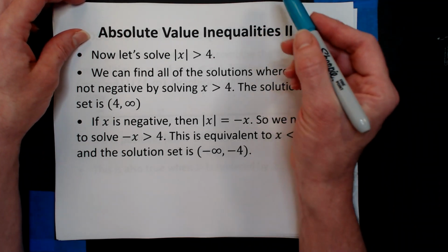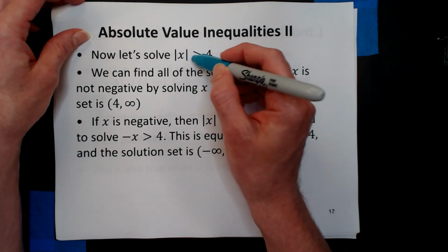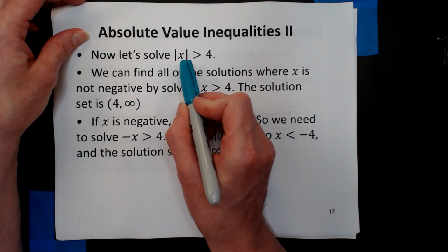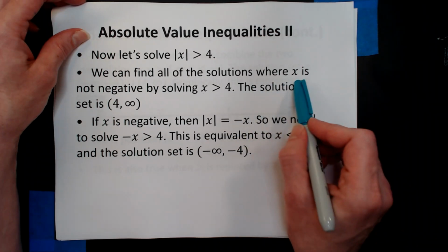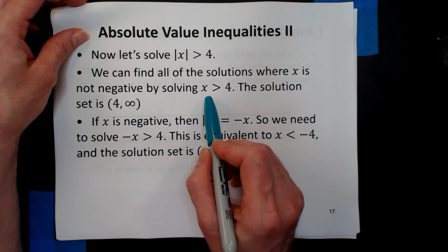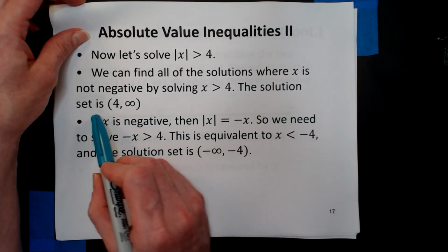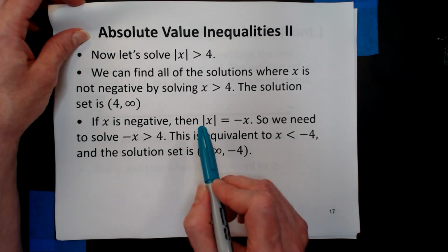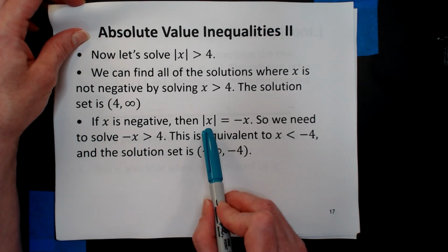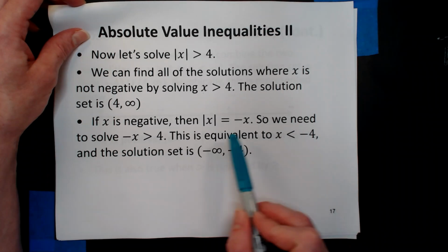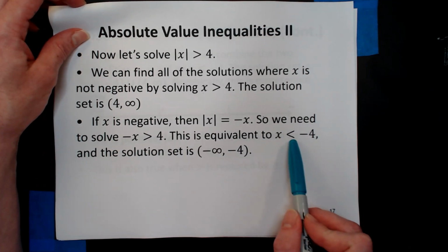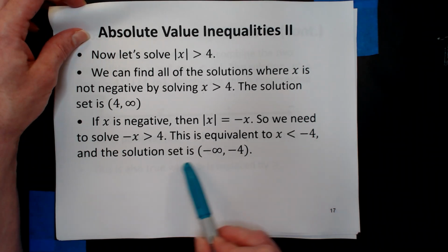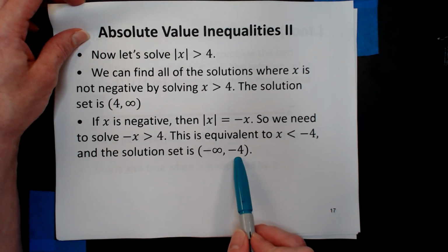So absolute value inequalities part 2. Here we have a greater than symbol. So we're going to solve for when the absolute value of x is greater than 4. We can find all the solutions where x is not negative by solving x is greater than 4. The solution set is 4 to infinity. If x is negative, then the absolute value of x is equal to negative x. So we need to solve for negative x is greater than 4. This is equivalent to x is less than negative 4. And the solution set is negative infinity to negative 4.